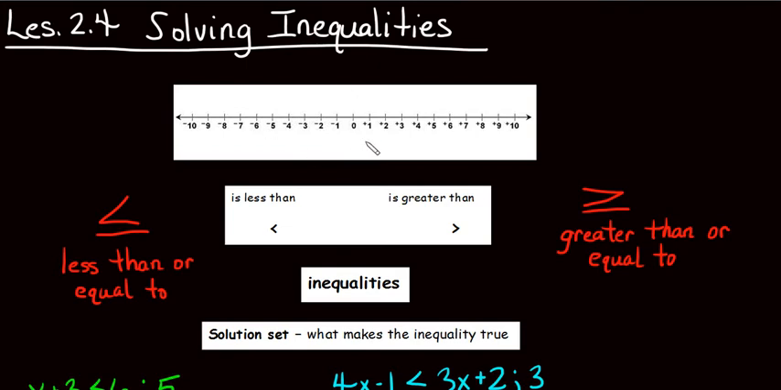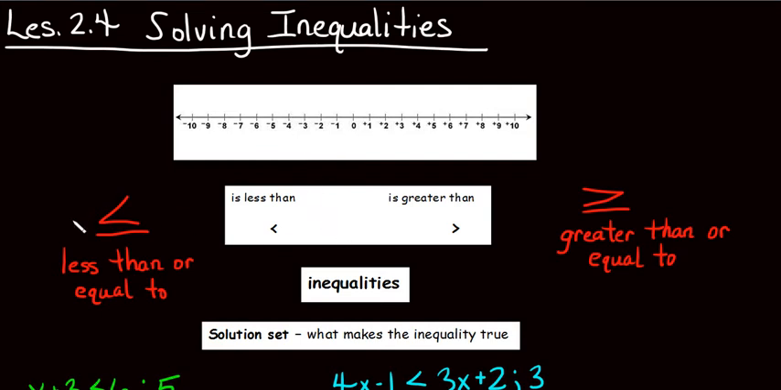I put a number line up here, reminding you of the symbols less than and greater than, because any number that falls to the left of another number on the number line is less than that number, and any number that falls to the right of another number is greater than that number.